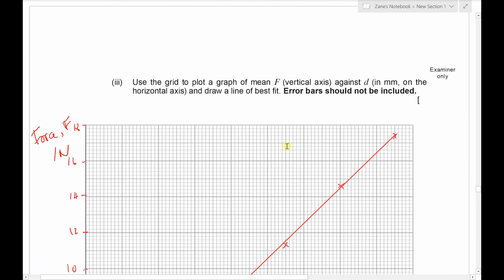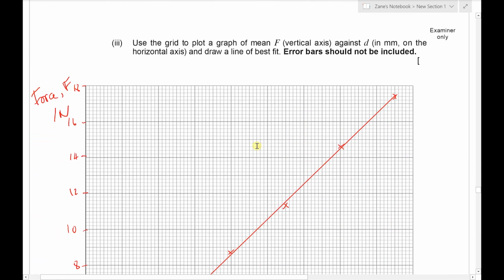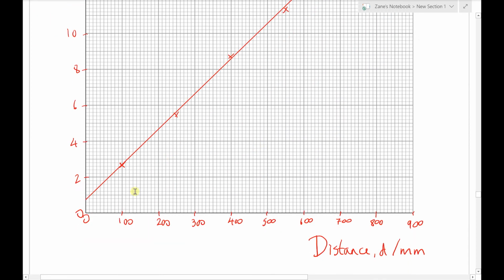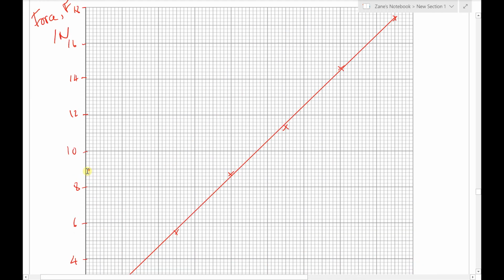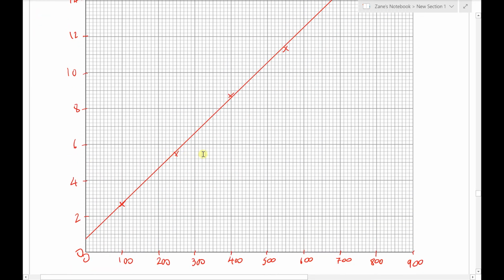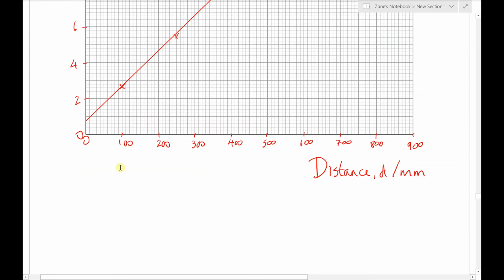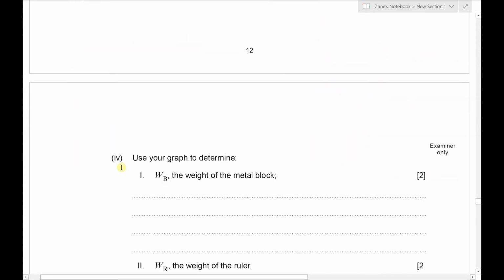Next, we had to plot a graph of the mean force against distance. I've already pre-plotted that graph. I've chosen a scale across in 100 millimeter steps and vertically going up in 2 Newton steps. We plot the points, draw a line of best fit, making sure that we're careful with a vertical scale. Each square on a vertical scale, remember, is worth a 0.2, not a 0.1.